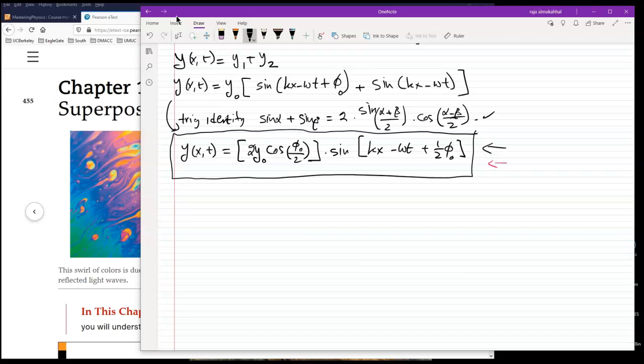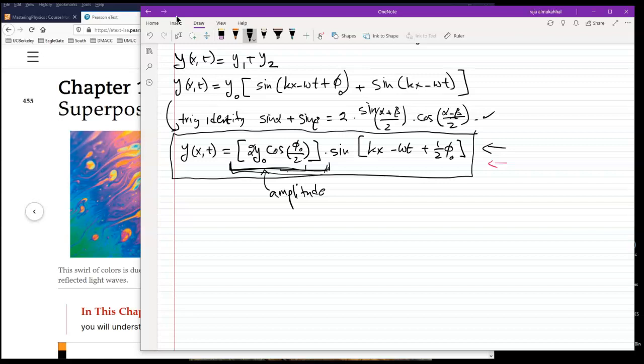Before we do that, look at the amplitude. What is the amplitude here? Is it 2y naught? No, the amplitude basically is the whole bracket. This is the amplitude right here. Notice that the cosine here is a constant, phi naught over 2. I already know what phi naught is, so I can just plug it in, and this will give you a number. And this whole thing here is the amplitude of the wave.